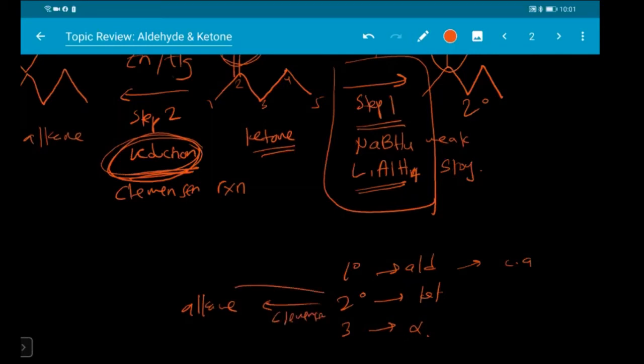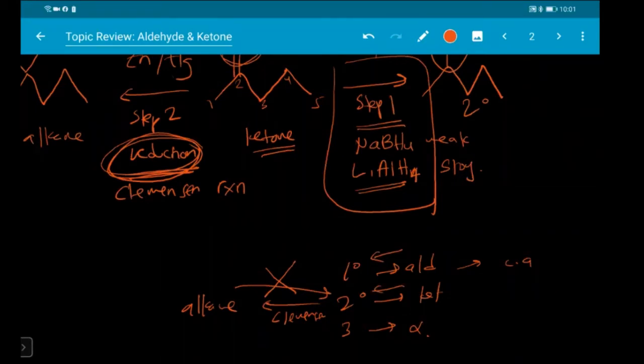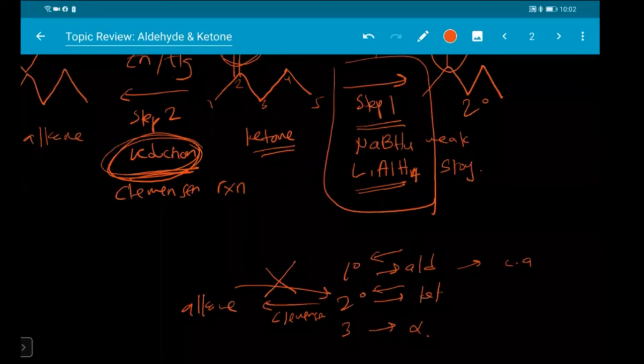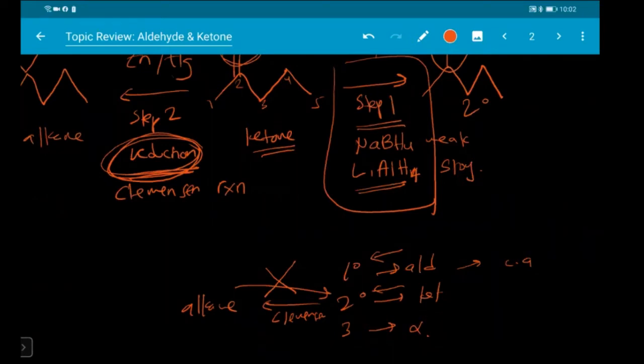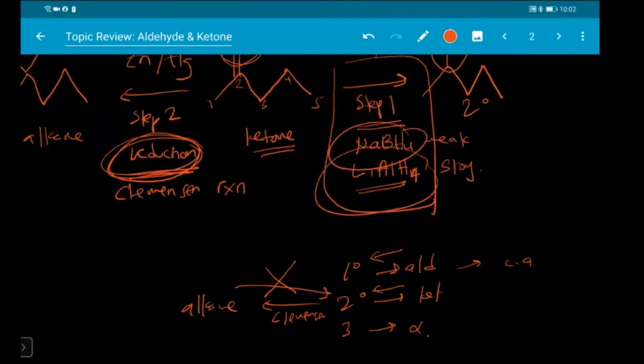Tapi alkene tak boleh jadi ketone. Aldehyde boleh jadi primary. Ketone boleh jadi secondary. Right? Dan orang boleh pergi ke ketone balik, boleh pergi ke aldehyde. However, secondary alcohol boleh pergi jadi alkene, tapi alkene tak boleh pergi jadi alcohol. So that's why the Clemmensen is quite unique compared to the common reduction. Sekali lagi, common reduction adalah yang pakai sodium borohydride, yang pakai lithium aluminum hydride. Alright.